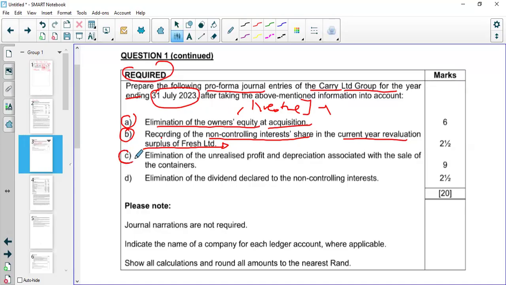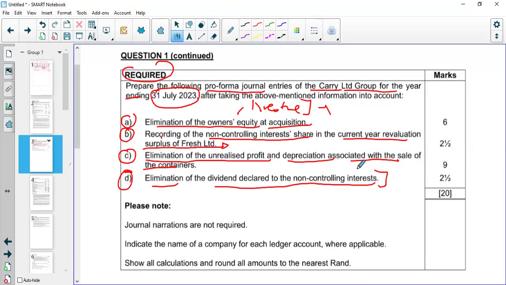And question C says elimination of the unrealized profit and depreciation associated with the sale of the containers. Then question D requires you to eliminate the dividend declared to the non-controlling interests.